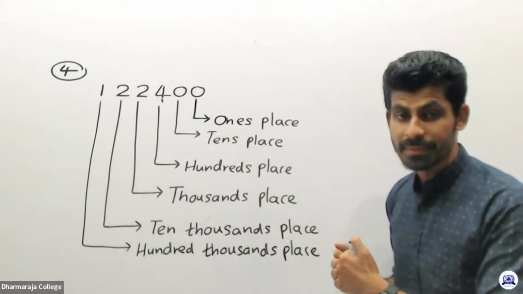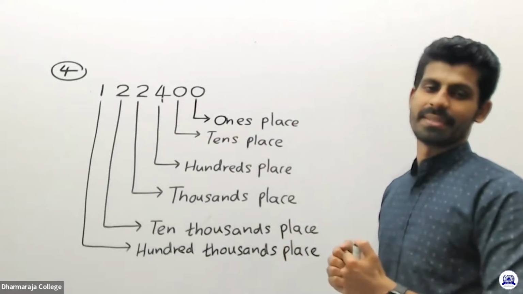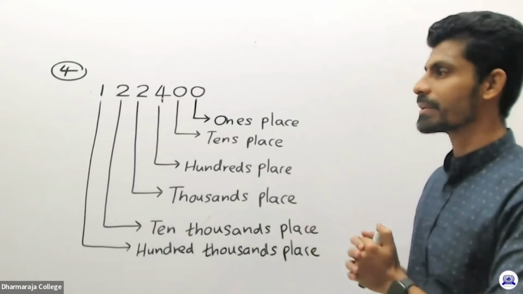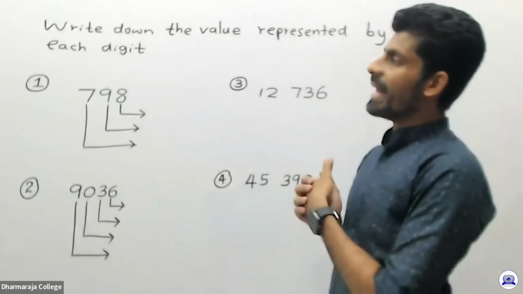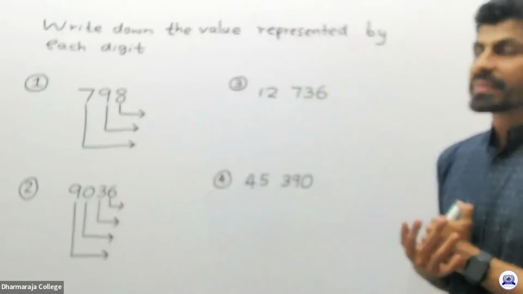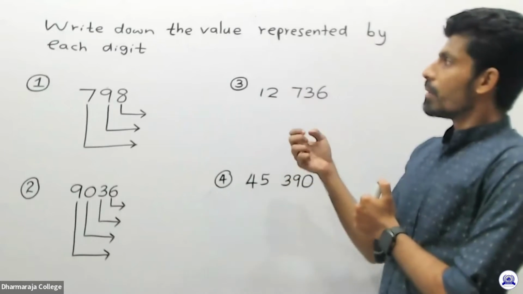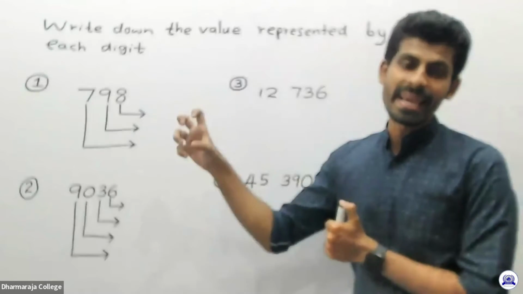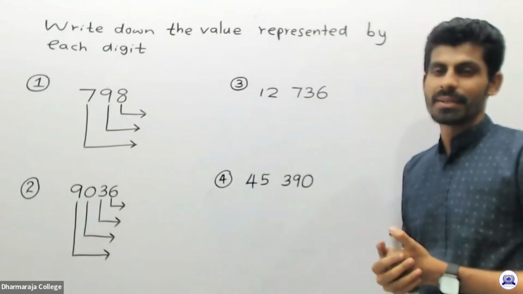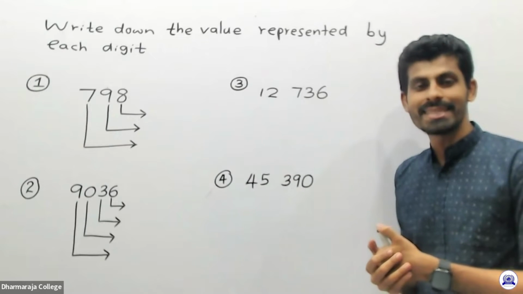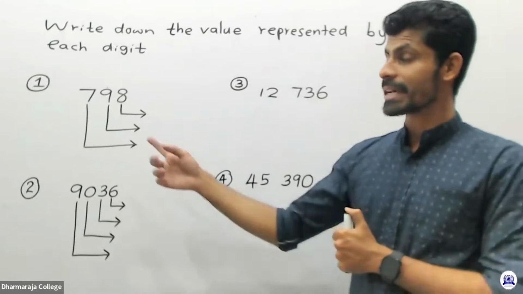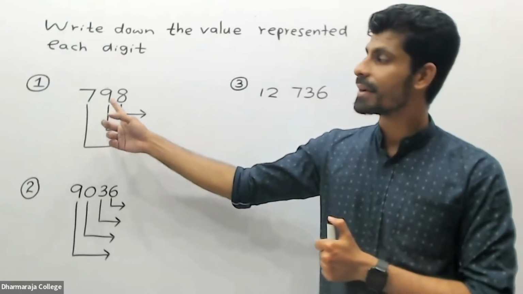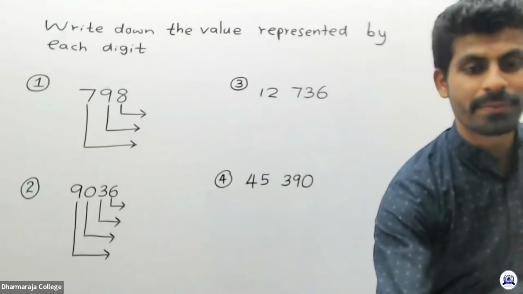Then we are going to identify that one. Just quickly note it down. Look at the question below. Write down the value represented by each digit. Look at the first example, 798.